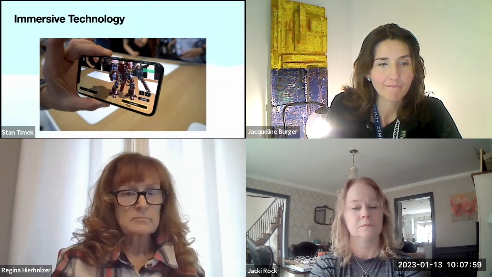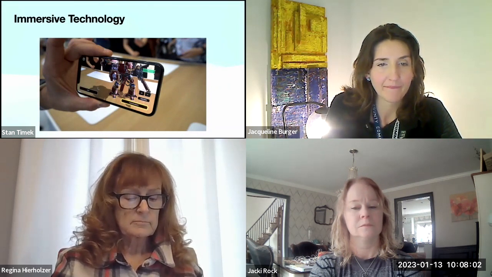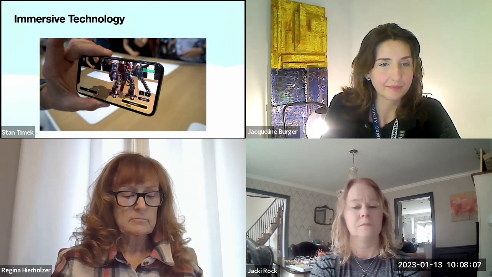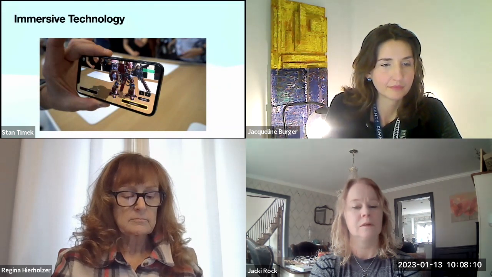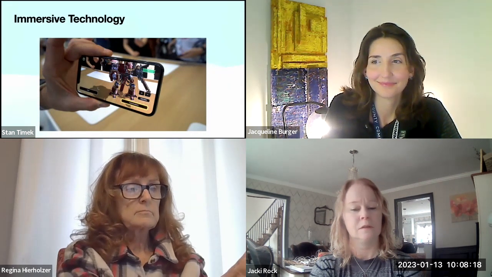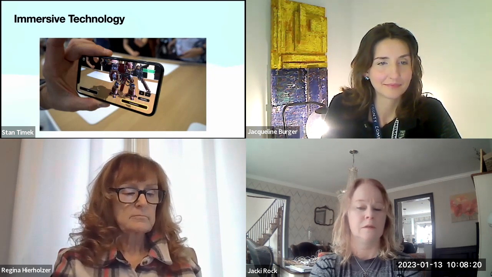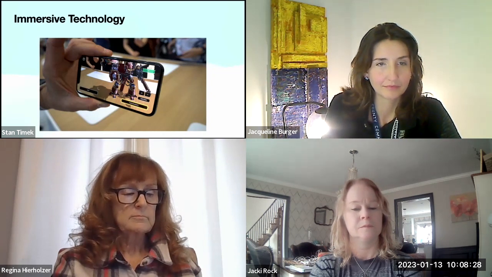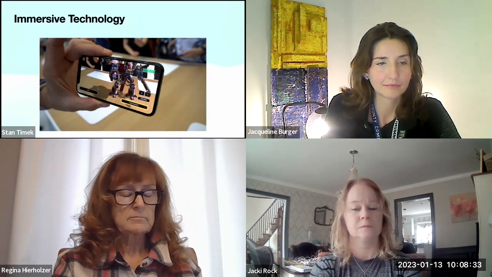Right here, you see an image of a cell phone. I believe it's an Apple iPhone, aimed at a group of people on the other side of a table. On the table, in reality, we just see a few pieces of paper, but on that phone, we have a robot with a cast shadow appearing on that table. That's augmented reality.